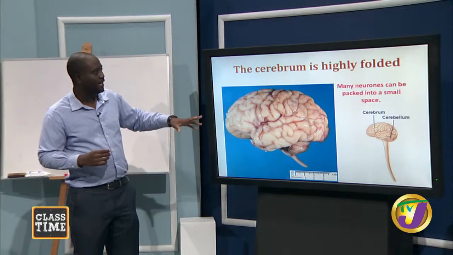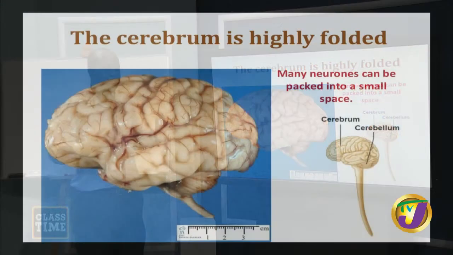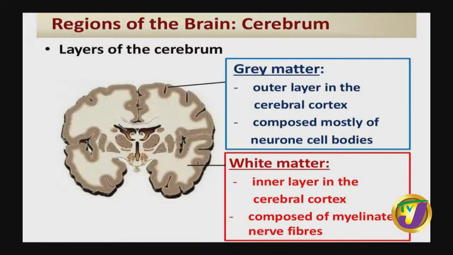Right, so the cerebrum is highly folded, and it's folded to increase the surface area. So many neurons are packed into a small space. If you should cut into the brain, you'll see that the outside is darker than the inside. The darker region is called the gray matter, and the inner region is called the white matter.